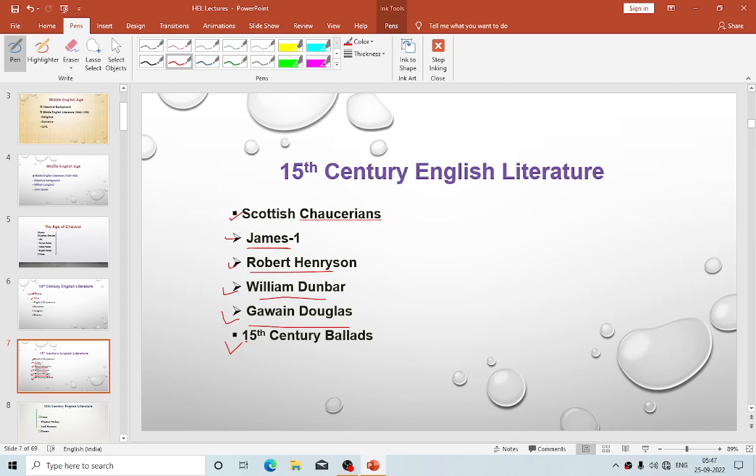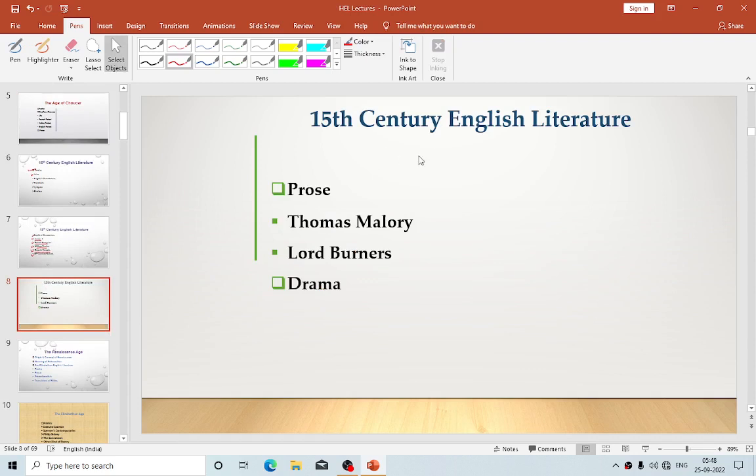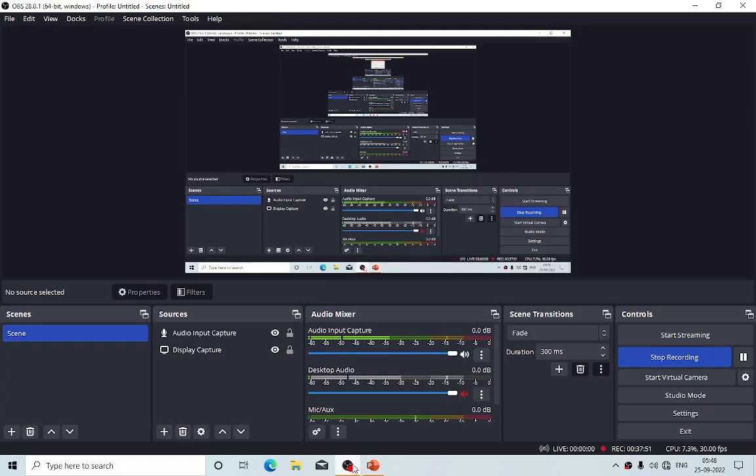He is wrecked in a storm and all on board are lost. Now, there is the next one: 15th century English literature, prose. So, we will talk about it after some time.